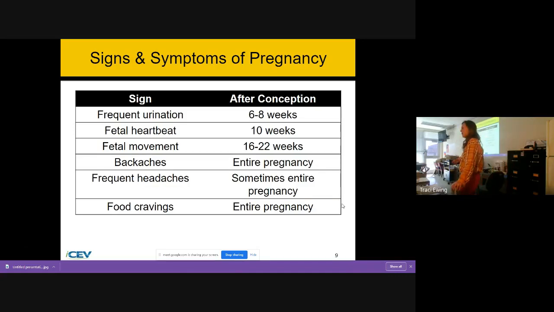Frequent headaches can happen throughout. It has a lot to do with the hormone changes and your body constantly processing everything, and that baby takes a lot from you. A lot of times, if you're lacking in something nutrient-wise, the baby's going to take it. You know how sometimes you go, I'm really hungry or I need this, and you kind of get a headache from that? That's kind of what's happening. Baby's taking what they need. So there's a lot of causes behind why you have a headache.